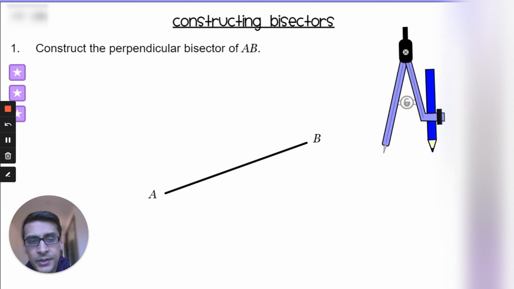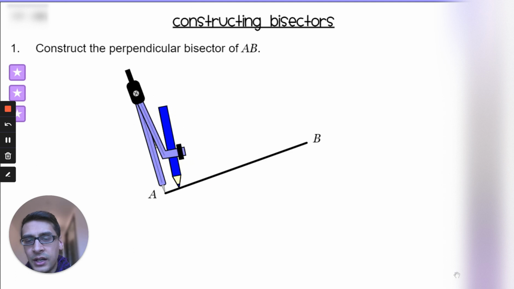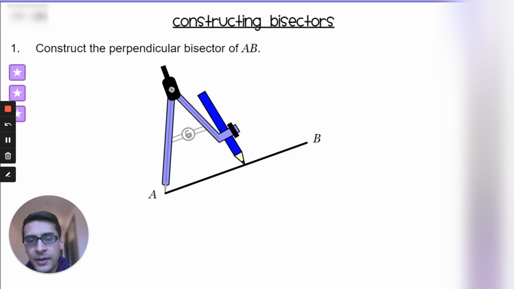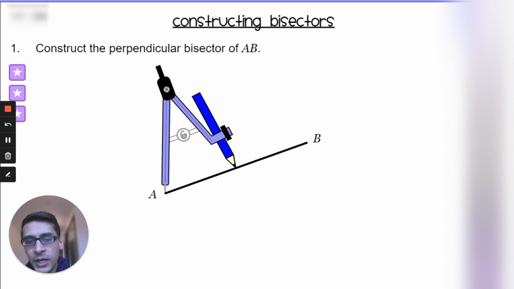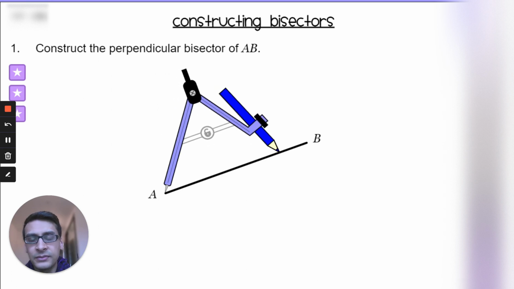Your compass is going to go on point A of the line. Make sure that your tip and your nib, when you put your compass together, are lined up with each other so that your pencil is not too high or too low. Then you're going to expand your compass so that it's beyond halfway. Roughly, this is halfway just by eye. I'm going to make it about here. It doesn't have to be exact, but definitely more than halfway, and I'll explain why later.